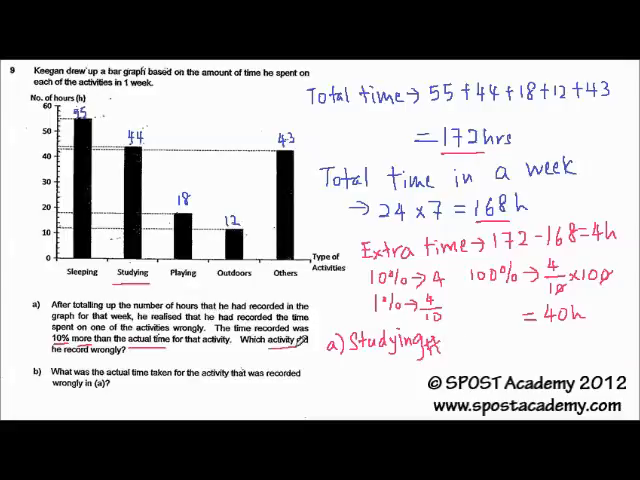So they ask which activity did he record wrongly, and B is asking for what was the actual time taken. So the actual time taken would be 40 hours, which is the 100% as shown here.